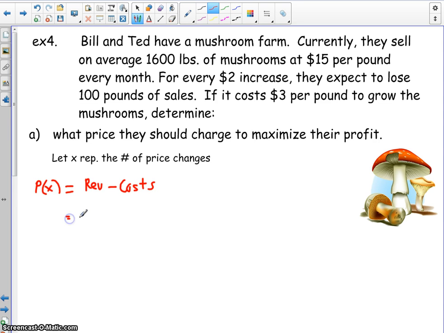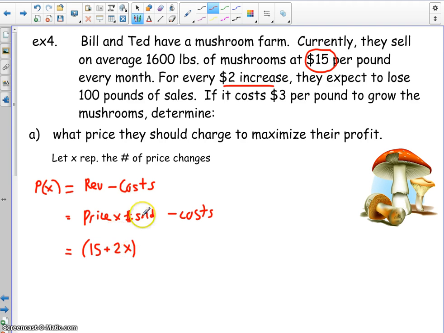Now, revenue is price times number sold. Okay, and then of course we have our costs as well. So remember, this is what we're trying to use to set up our equation. Now, remember doing this a little bit in grade 10, but if not, let's take a look at our price here. So we start off selling the mushrooms at $15 per pound. Okay, so we start off selling them at $15, then every time we change the price, it's a $2 increase. So it's 15 plus $2 for every increase or for every x. So it's 15 plus 2x for the price.